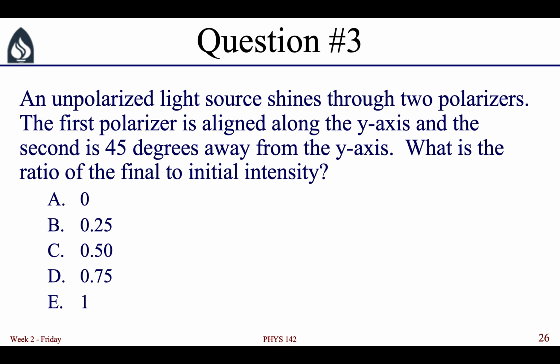So let's next consider this question. We have an unpolarized light source shining through two polarizers. The first polarizer is aligned along the y-axis, and the second is 45 degrees away from the y-axis. What is the ratio of the final to the initial intensity?